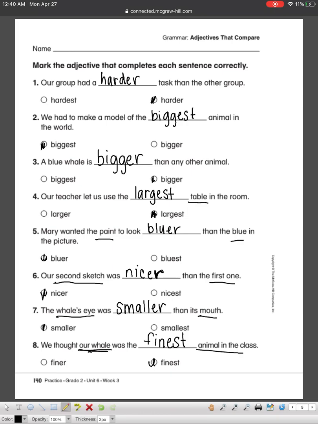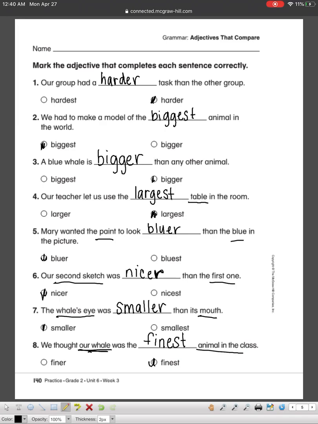All right, good job. So we're going to just go back through and read the sentences to make sure they make sense. Our group had a harder task than the other group. We had to make a model of the biggest animal in the world. A blue whale is bigger than any other animal. Our teacher lets us use the largest table in the room.